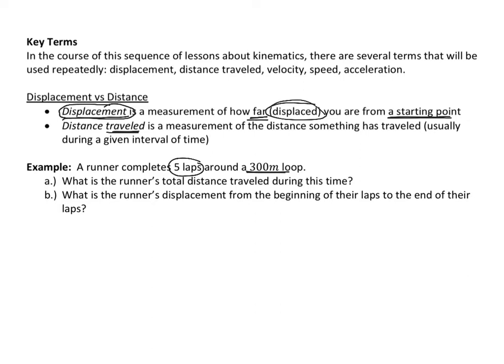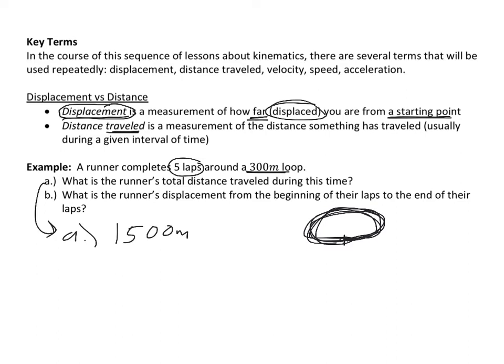Question A is asking, what was the runner's total distance traveled during this time? Well, if you imagine that there's this loop that they're following, and they're starting here and ending here, they go 300, 600, 900, 1200, 1500. So we would expect that in part A, they ran 1500 meters. We also could have figured that out by just doing 5 laps times 300 meters per lap. Not surprising.